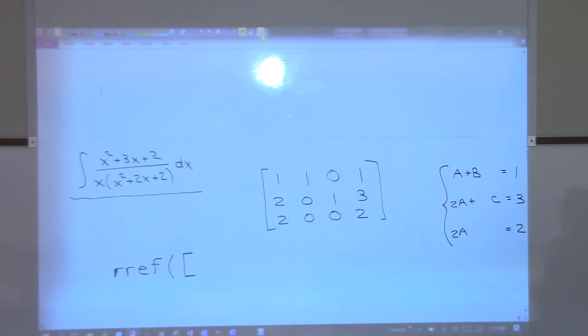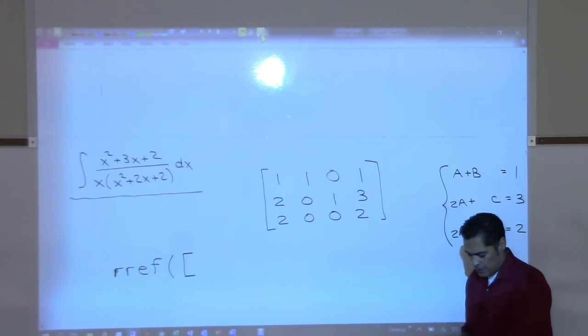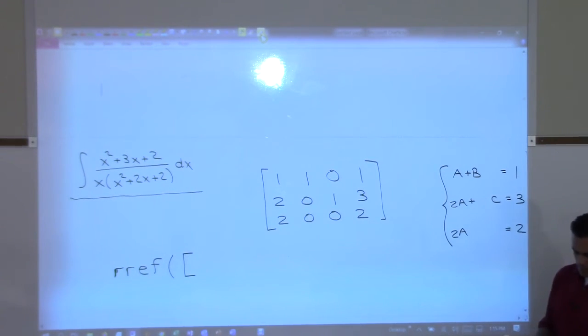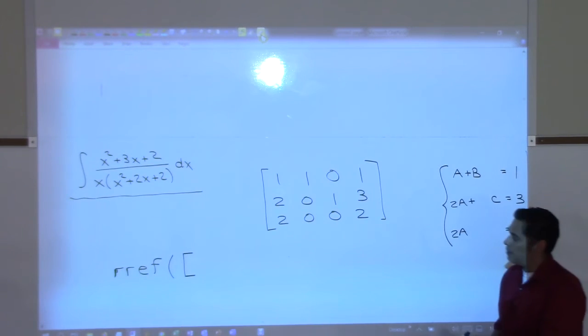You are not required to have a graphing calculator. This is purely just for you, for future reference down the road, if you ever need to solve a matrix or a system of equations. My bracket's not above. It's okay, got it?